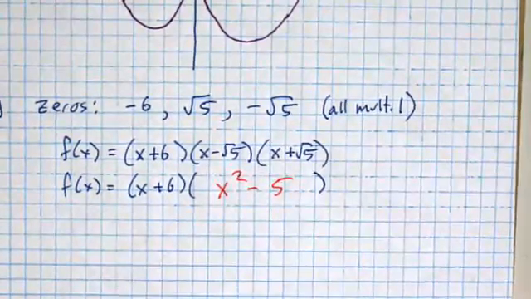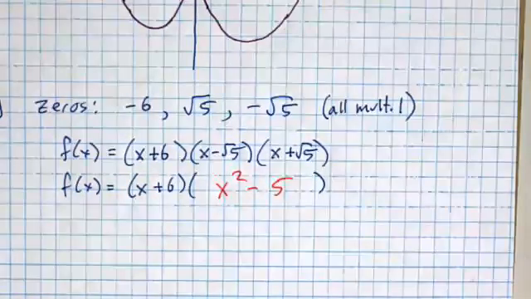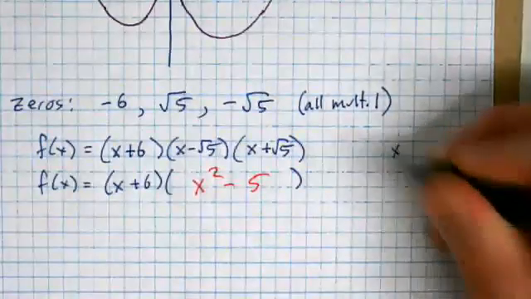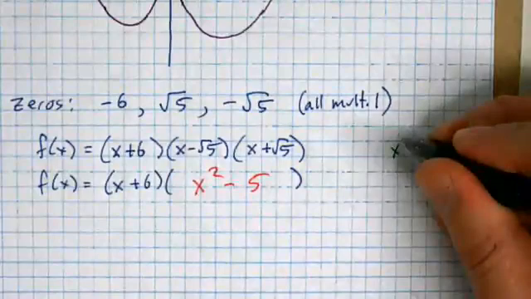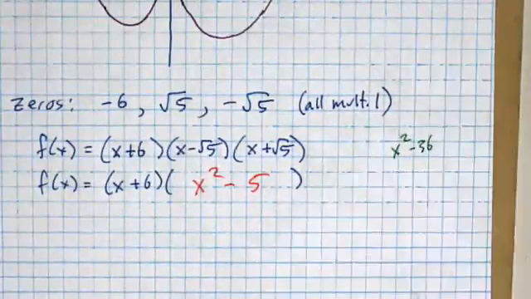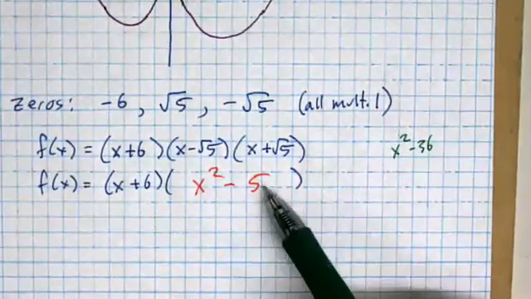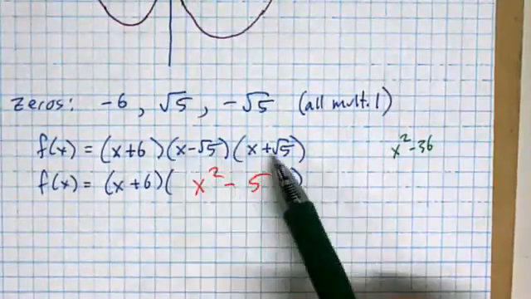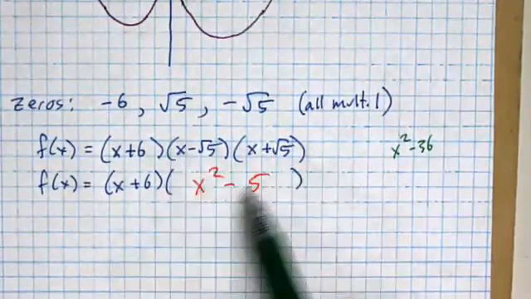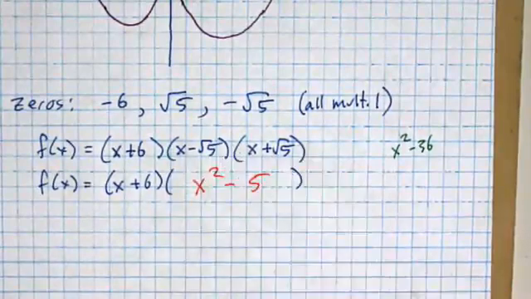You could, of course, do FOIL or work it out with one of those rectangle things. But it's kind of the reverse of, like, if you were in algebra 1 and I asked you to factor x squared minus 36, you got really good at saying, oh, that's x plus 6 and x minus 6, right? This is kind of the same idea. I got x plus something, x minus something. It's just going to be x squared minus, and then multiply those two things together.